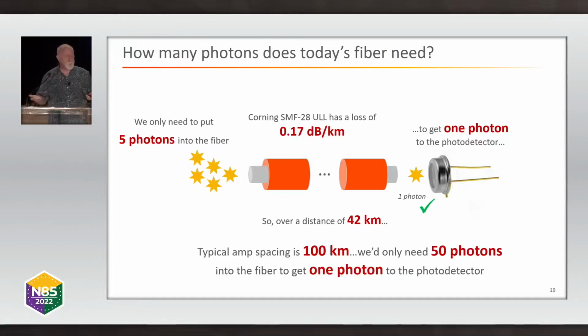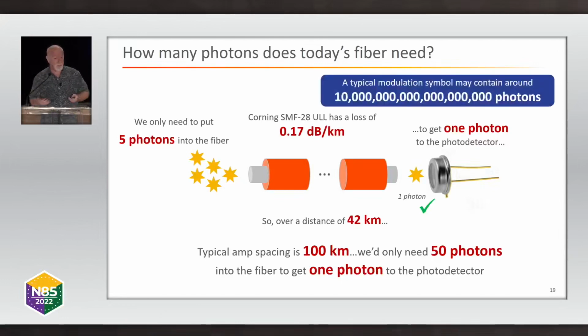Well, actually, what about the number of photons that is normally found in a modulation symbol that comes out of a transponder? It's about 10 to the power 18 photons that come out of a transponder when you send a modulation symbol. So, this is really good news that optical fiber has this very, very low loss.